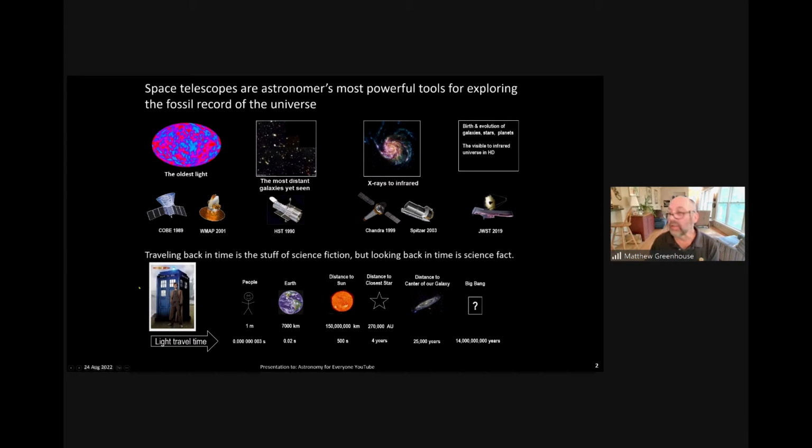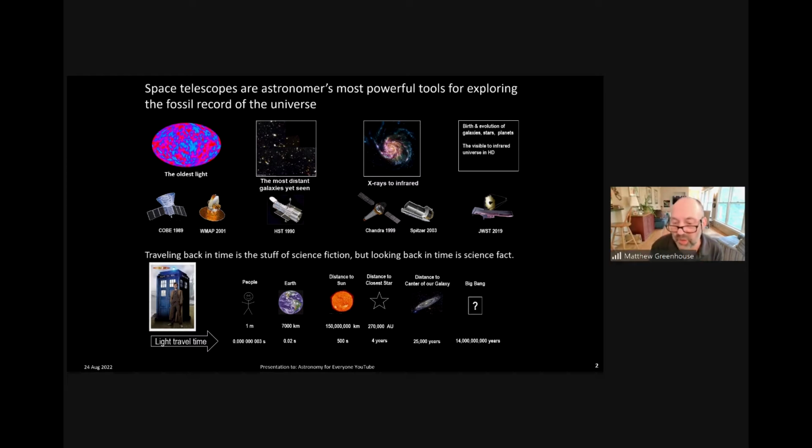Traveling back in time is the stuff of science fiction, but looking back in time is something that we actually do, and it works as a result of the finite speed of light. If you were to look at a person seated next to you right now while you're watching this show, you are not seeing that person as they actually are. You're seeing them as they were a few nanoseconds ago, because that's how long it takes light to travel 1 meter. Now, a nanosecond is a really, really small amount of time. So that transmission delay is imperceptible to us in our daily lives.